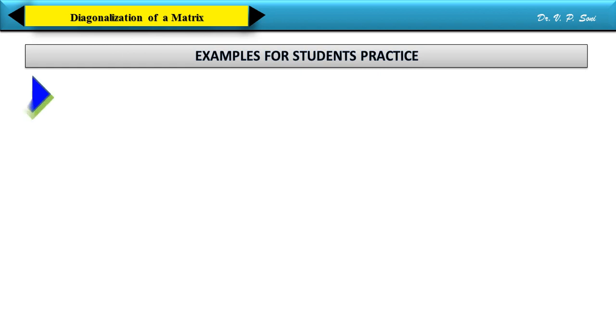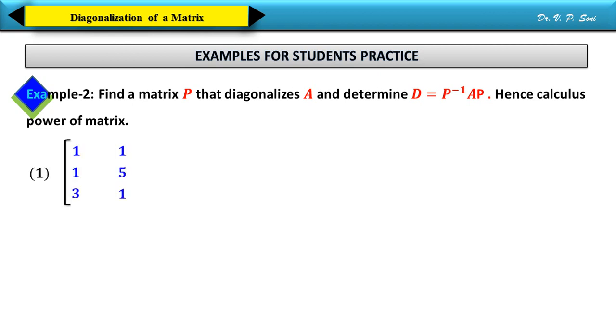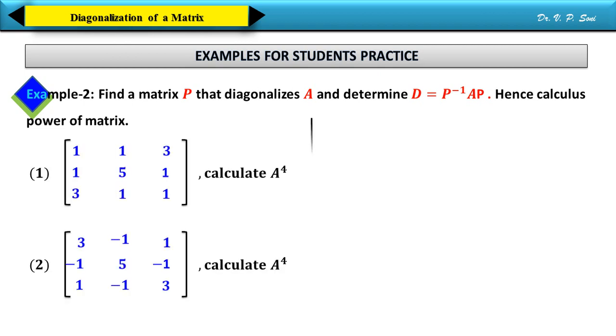Now example 2: find the matrix P that diagonalizes A and determine D = P⁻¹AP. Hence calculate the power of the matrix for the first, second, third and fourth.